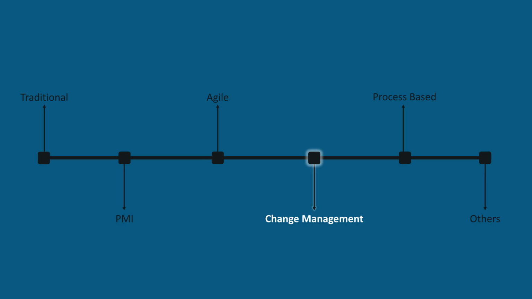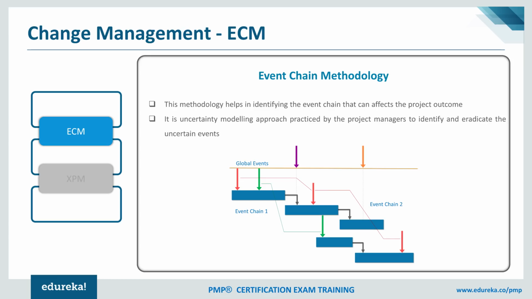Now we are moving to the next category, which is change management. So very quickly, we'll go through these. A couple of examples are there under change management. One is event change management. As a part of event change management, as you can see here, this methodology actually helps in identifying the event chain that can affect the project outcome.